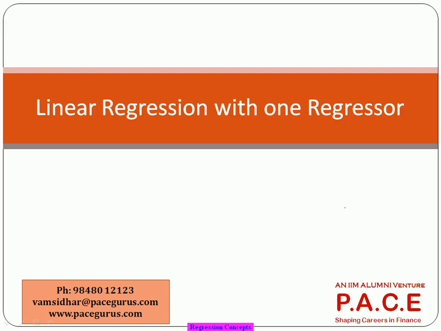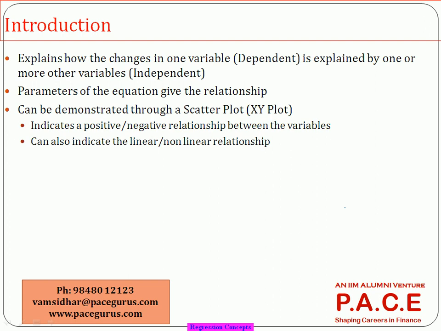So when we talk about linear regression with only one independent variable, we call it a simple linear regression. And here we started off by looking at how the change in one variable, the dependent variable, can be explained by the other variable, the independent one. How the change in cholesterol can be explained by, let's say, weight or something else. That was our initial focus.